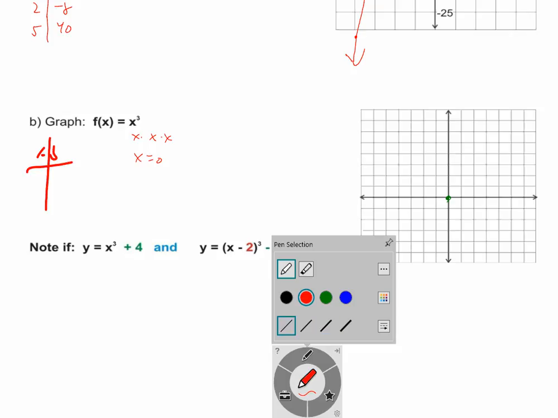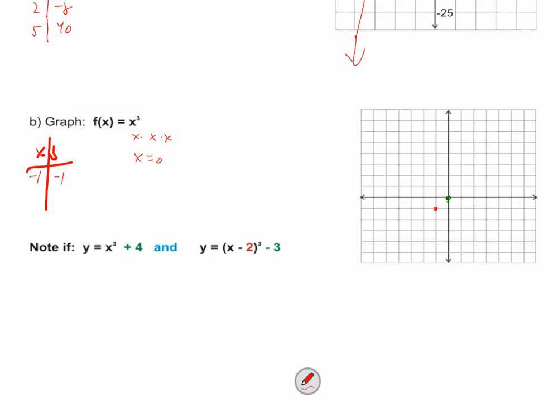But in your XY chart, if you did negative 1, you would get negative 1. And your point's right there, right? And you know what? I look at that and I say, I really should have another point on that side. And I did negative 2. And I got negative 8. 1, 2, 3, 4, 5, 6, 7, 8. Right down there. Not a problem.